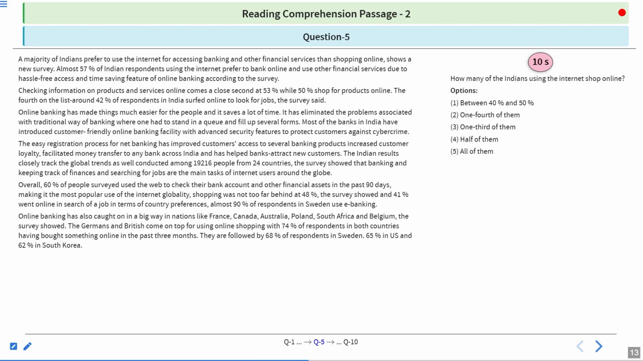The next question is, this is the same passage. The question is, how many of the Indians using the internet shop online? Options are between 40% and 50%, 1/4 of them, 1/3 of them, half of them, and all of them. You have 10 seconds to choose accordingly, and your time starts now.